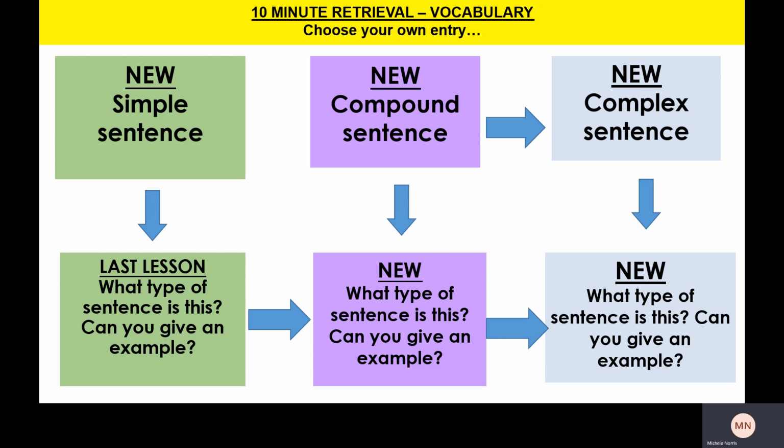Next one, a compound sentence. So what type of sentence is this, and can you give an example? So again, if you can stop the video now, please, and jot down your response. Your final one is a complex sentence. What type of sentence is this one, and can you give an example? So once again, stop the video, please, and jot down your response.